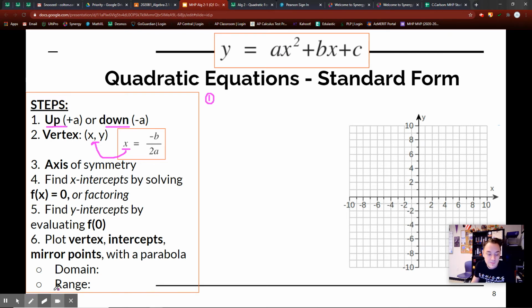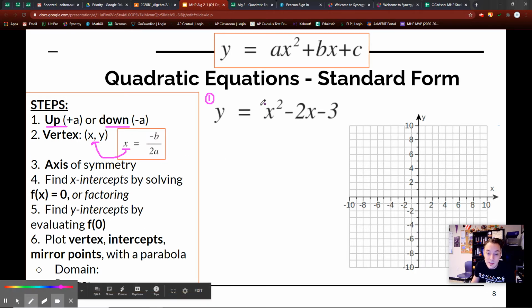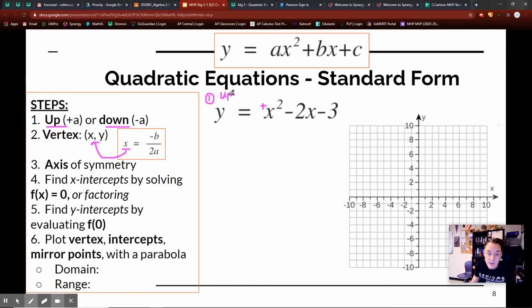So step one, is it going up or down? Well, I just look at my equation, and I notice that this is a plus, so that means it goes up, okay? Step two, I want to find my vertex. Using this formula, I want to find my x, and then I want to find my y coordinate. That will give me my vertex for my graph here.